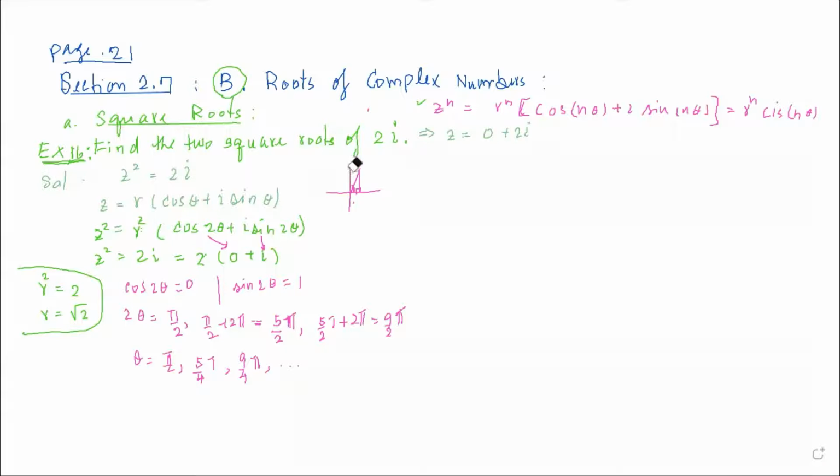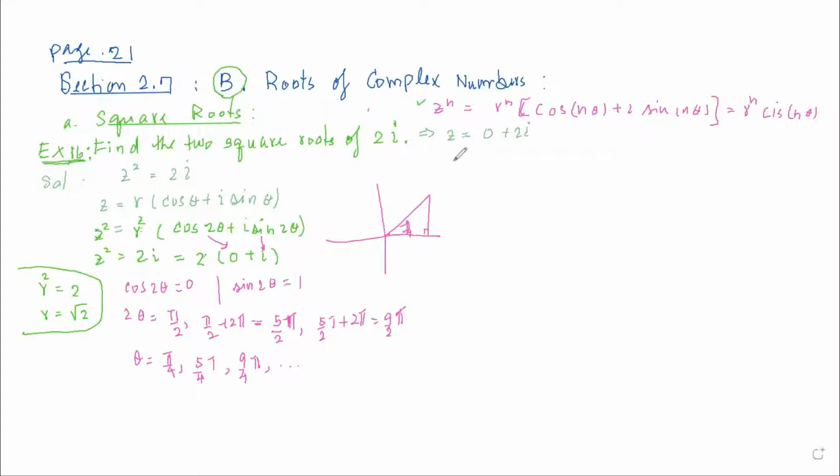Because you see, if I plot this graph, this one we have theta equal to pi over 4 here. Okay, this is the first quadrant here. So theta is pi over 4 here. Okay, and when you rotate for the next one, it is going to be 5 over 4 pi.